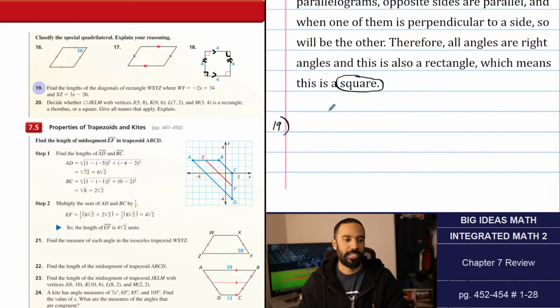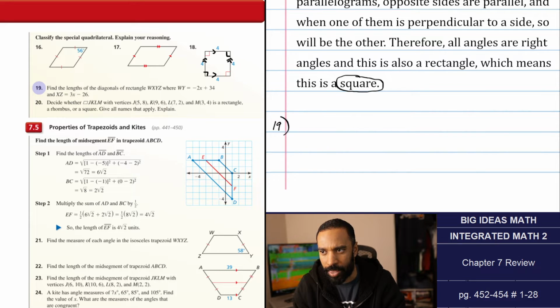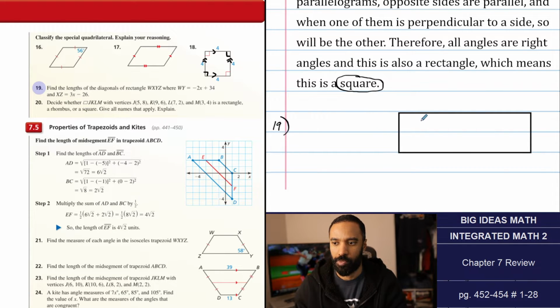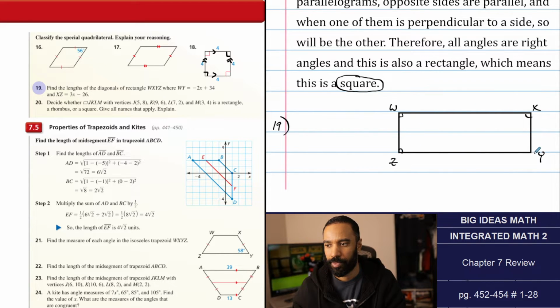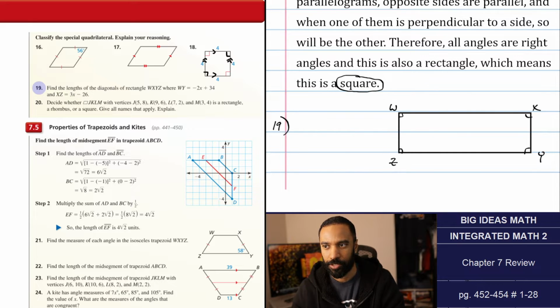Number 19. Find the lengths of the diagonals of the rectangle WXYZ, where WY is negative 2x plus 34, and XZ is 3x minus 26. Okay, let's draw that, especially since it's not drawn, and the letter order is super important. I'm making something rectangular, WXYZ is how they called it. You have to circumnavigate your object that way. And notice they said WY and XZ, these diagonals.